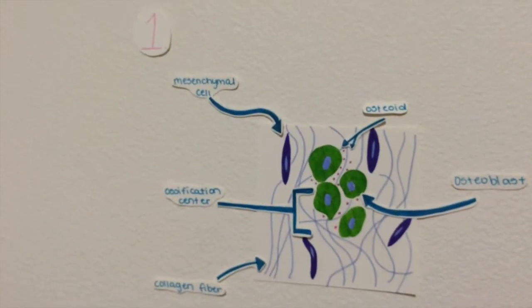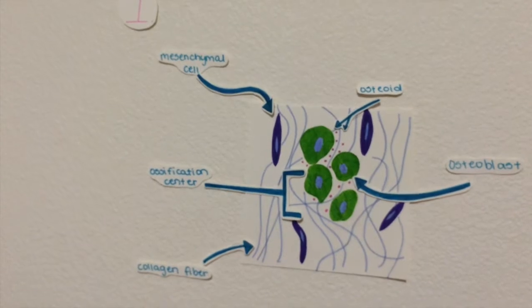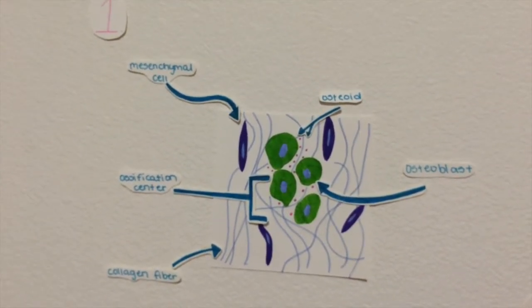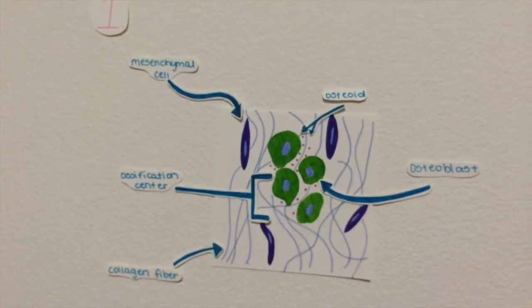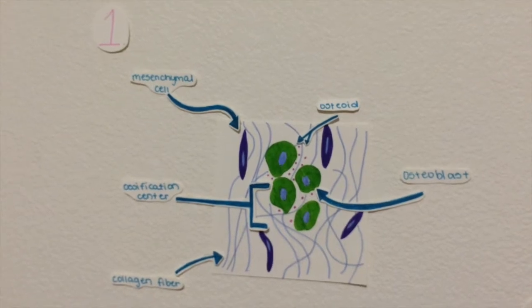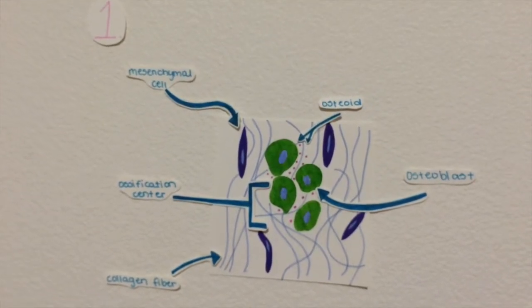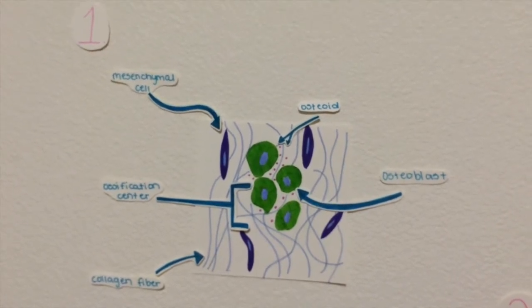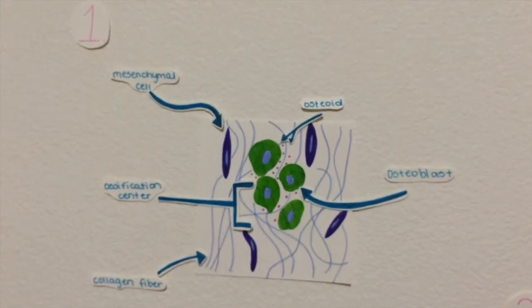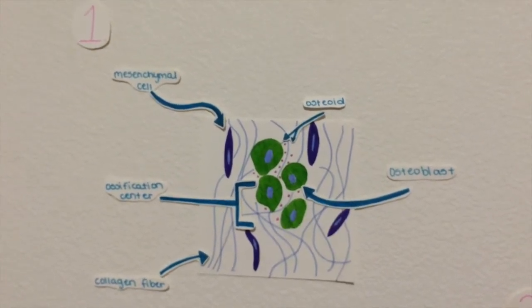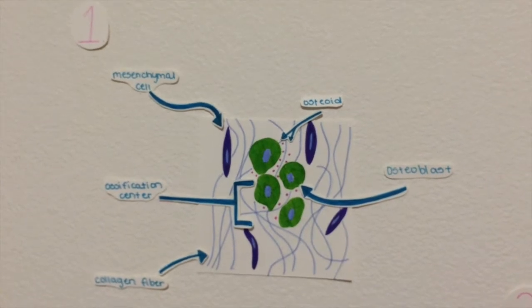The first stage is when the ossification center is formed. In the middle of collagen fibers, mesenchymal cells, which are also known as embryonic cells, cluster together to become osteoblasts, which are the green cells. The osteoblasts come together with osteoids, the small pink dots, to create the ossification center. The ossification center is where new bone matrix will be developed. This completes the first stage of this process.